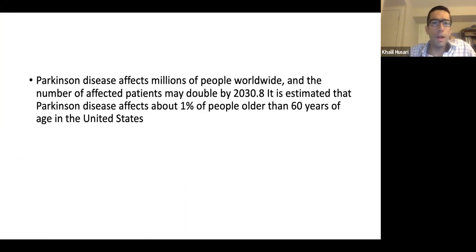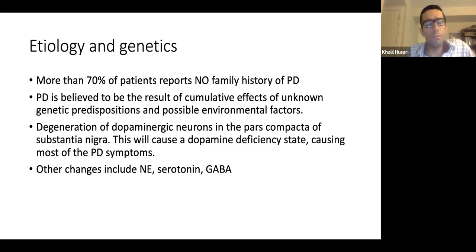As you know, Parkinson's disease is fairly common. It affects millions of people worldwide, and the number of affected patients is expected to double by 2030. It's estimated that approximately 1% of people older than 60 years in the United States have it. I'm not sure if there is any data about it in our region. But more than 70% of patients report no family history of Parkinson's disease.